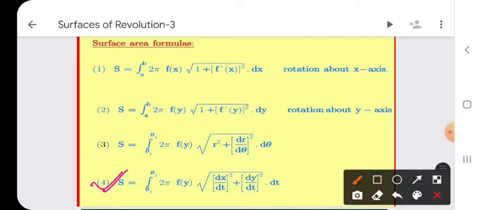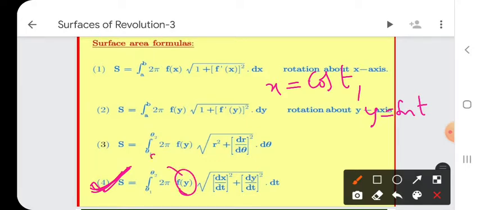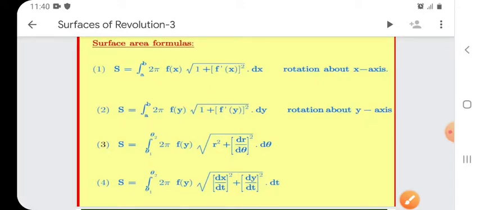And the fourth one is parametric form. That means here we have x equals some cos t and y equals some sin t. Here x and y are functions of t, which is called parametric form. Here also we have two types of formulas, based on the rotation about an axis. If the curve revolves about the x-axis, we write f of x. If the curve revolves about the y-axis, we write f of y. These are the four formulas.